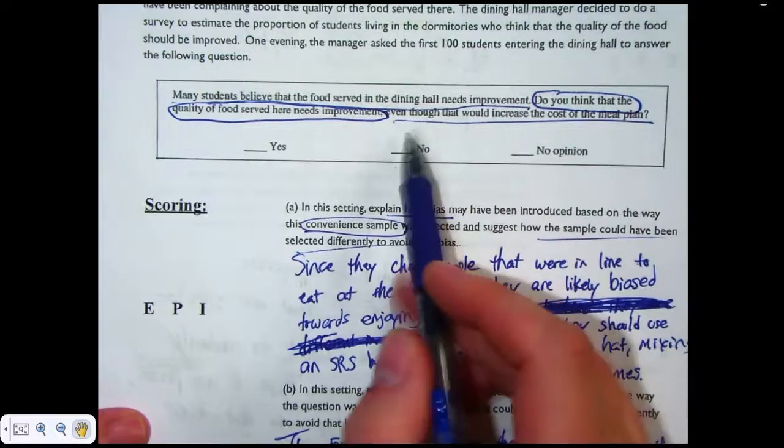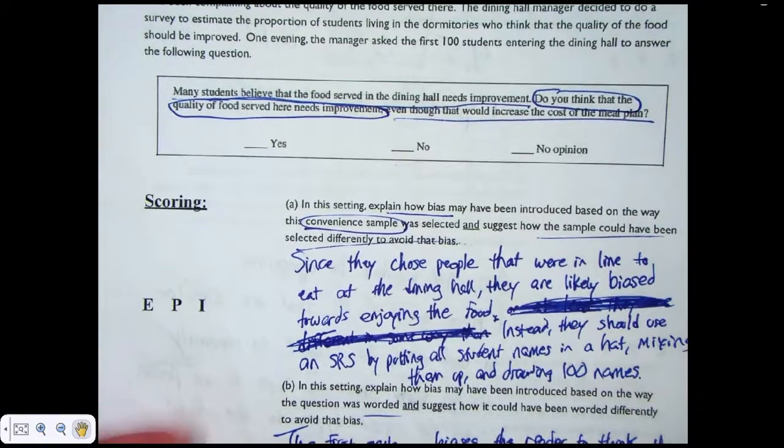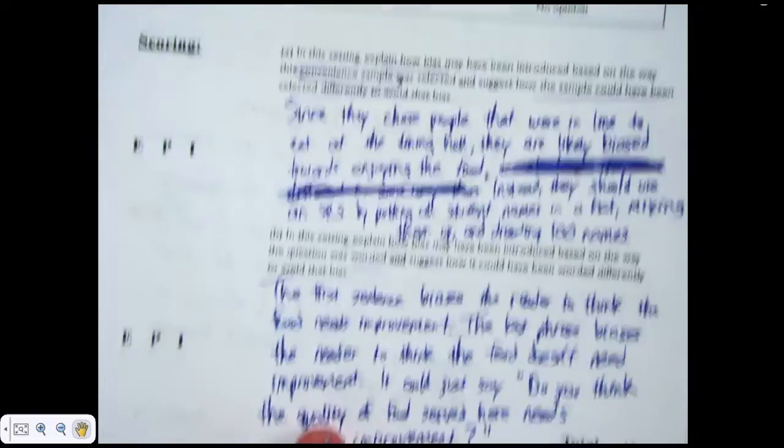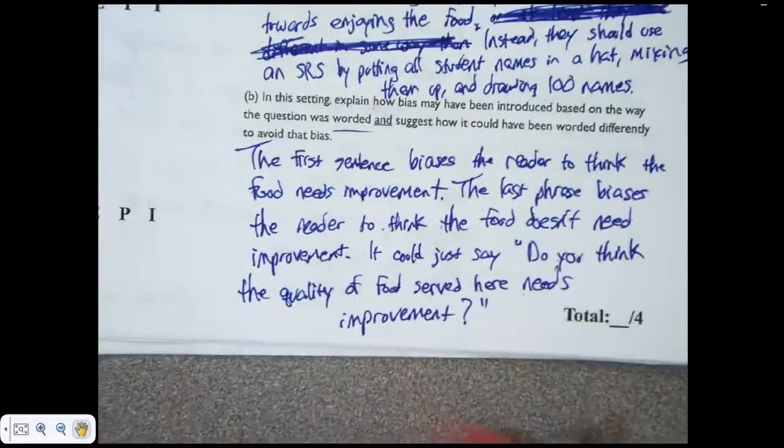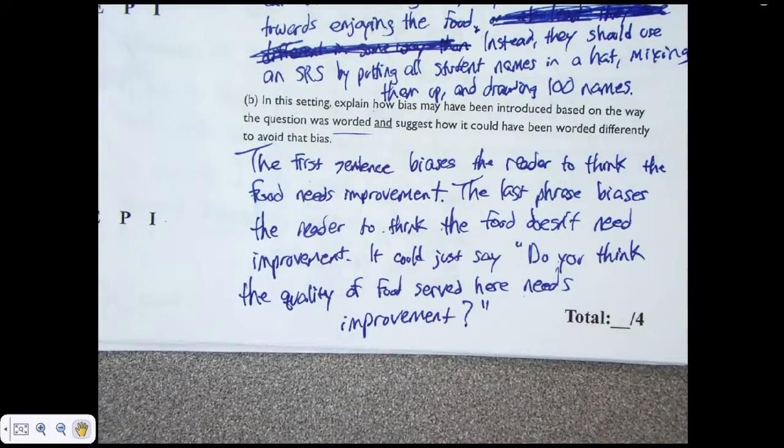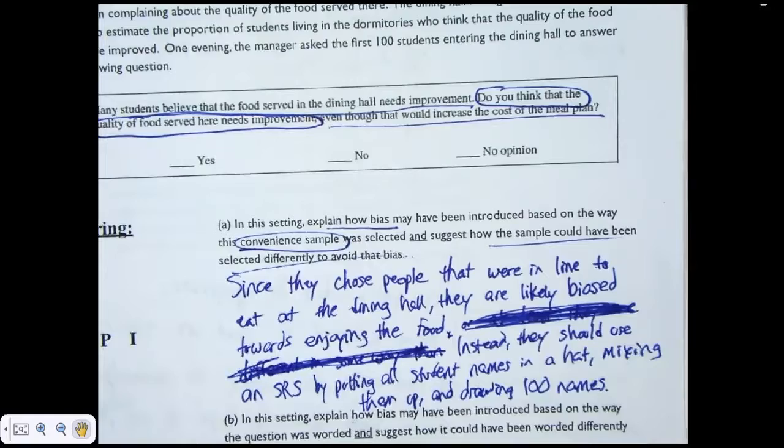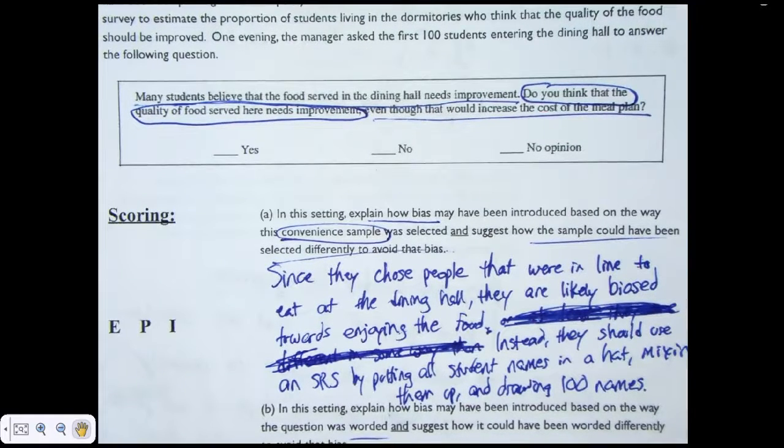And then at the end, they say, even though the cost may increase. Now they're trying to push you away from saying yes, so they're pushing you one way and the other way at the same time. You just had to talk about one of those. I talked about both in my answer, but you just need to do one. And to improve it, I would just do the part that's circled, eliminate that first part and the last part and say, do you think the quality needs improvement? And you're not biasing the person one way or the other, you're just saying straight up, do you think it should be better or not? Not like, well, think about this or think about this.